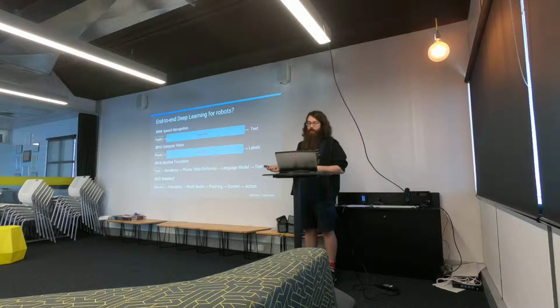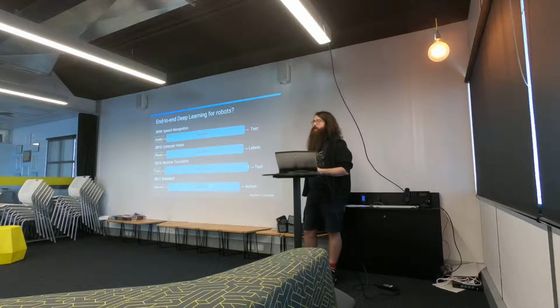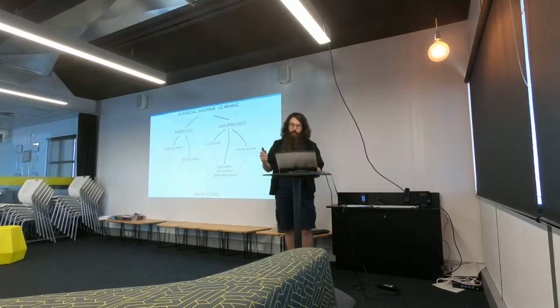This happened again in 2012 for computer vision and in 2014 for machine translation. Now all of these domains are completely dominated by deep learning, this end-to-end feature learning. We haven't done this yet for robotics, so the question is: is this the next step? We'll assume that maybe it is, and look at what we could do.